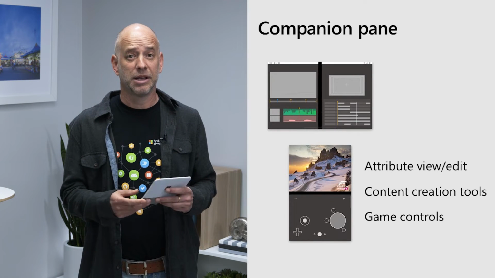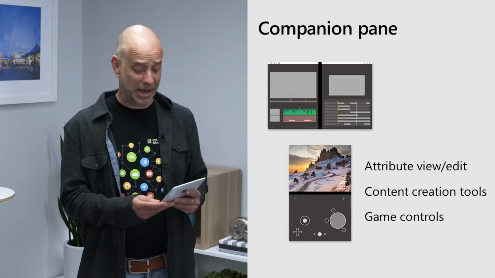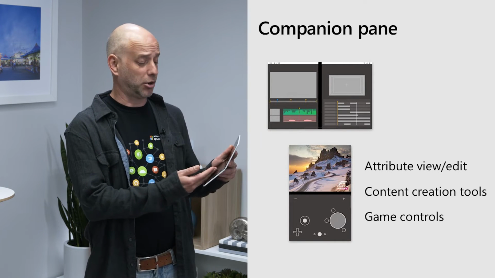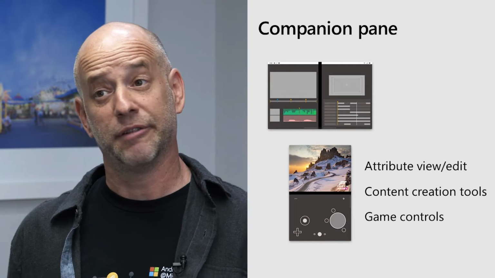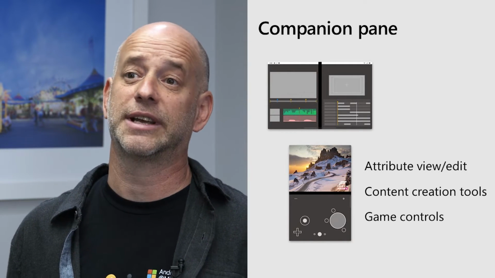The companion pane is a view that can help control content on the other screen. For example, a gaming app can place the gaming controls on the bottom while the game is on the top. A video creation app can use the other pane for editing controls and additional settings.